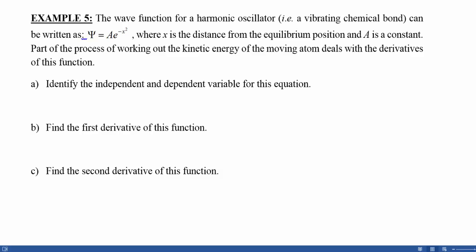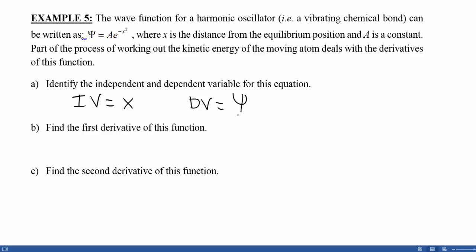So here, part A, we want to identify the independent and dependent variables for this equation. I was told that A is a constant, and I also know that e is a number. Since x is the distance from the equilibrium position, x must be my independent variable. So my independent variable is x, and my dependent variable is this funny looking thing on the left, which is psi. It's a Greek letter used when we talk about the wave equation.